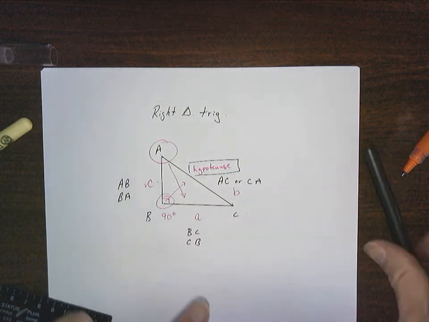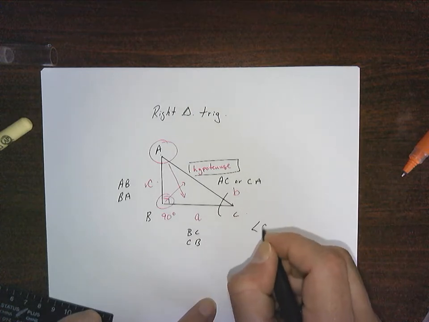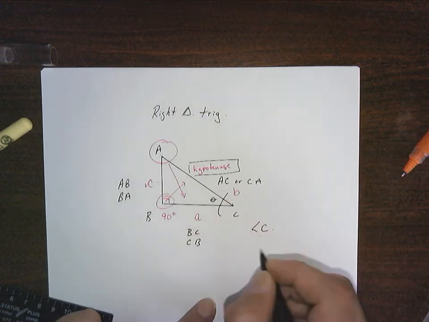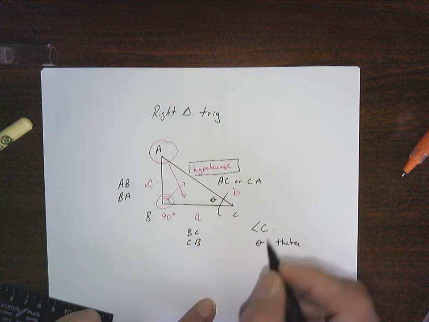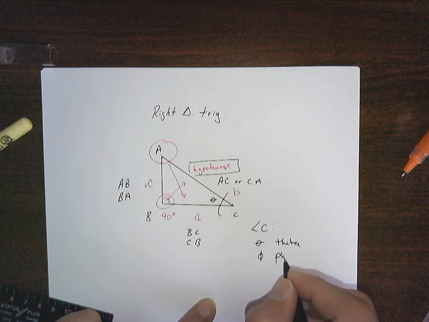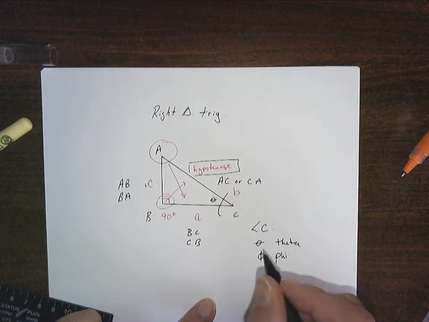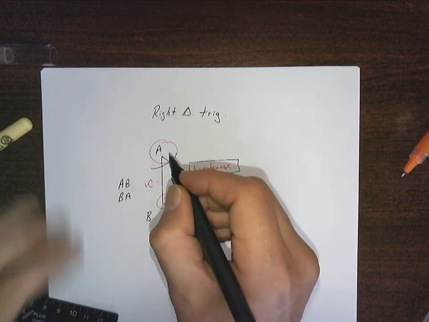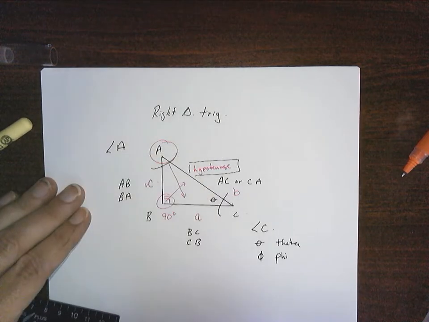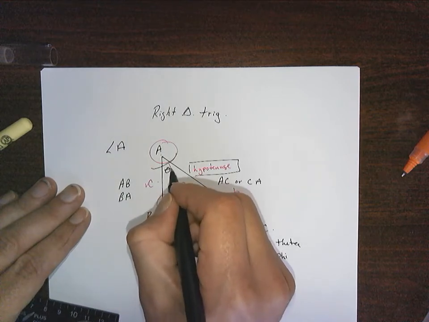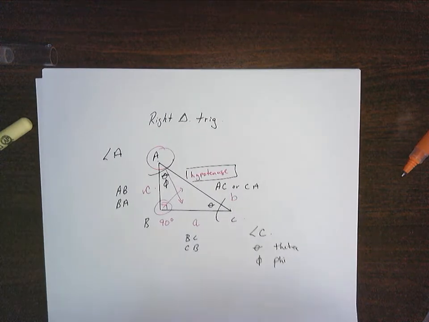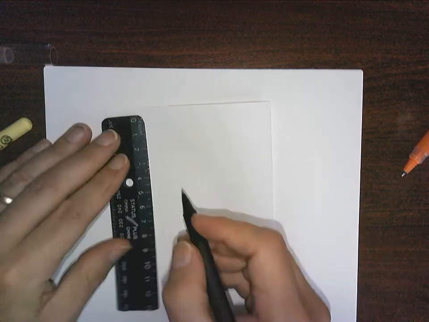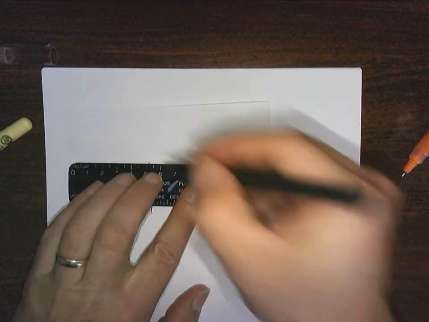Now, when we talk about angles, that would be angle C. We could also use the Greek letter theta to represent an unknown angle measure. We also use phi, which is also a Greek letter that we use for an unknown angle measure. So this angle up here would be angle A, and we could also call it theta or phi to indicate an unknown angle measurement.